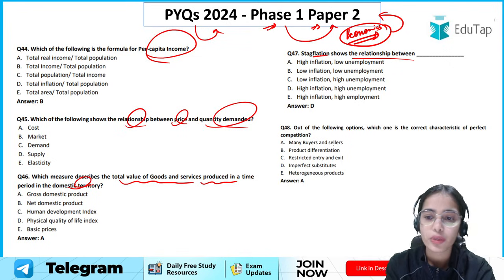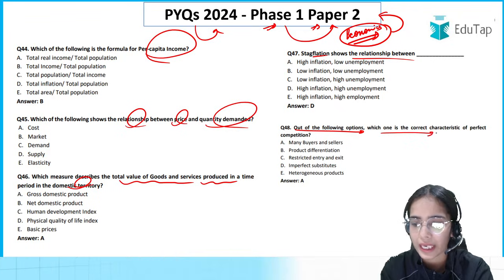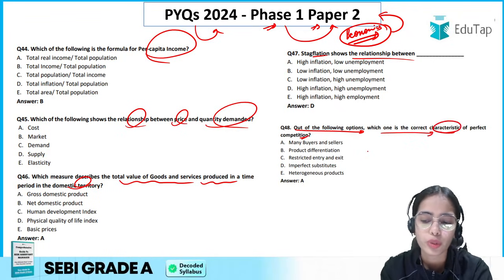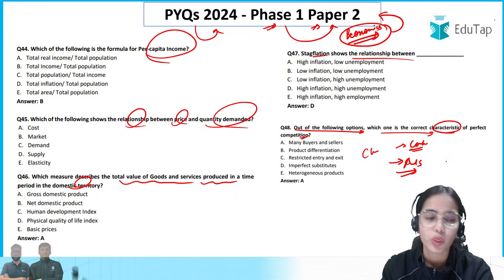So directly you can see that the questions are pretty easy in the phase 1 paper 2. Okay, direct questions are there. Out of the following options, which one is the correct characteristic of perfect competition? I have told you that characteristic of competition or characteristic of the market structure are important. So direct questions are there, not very complicated.